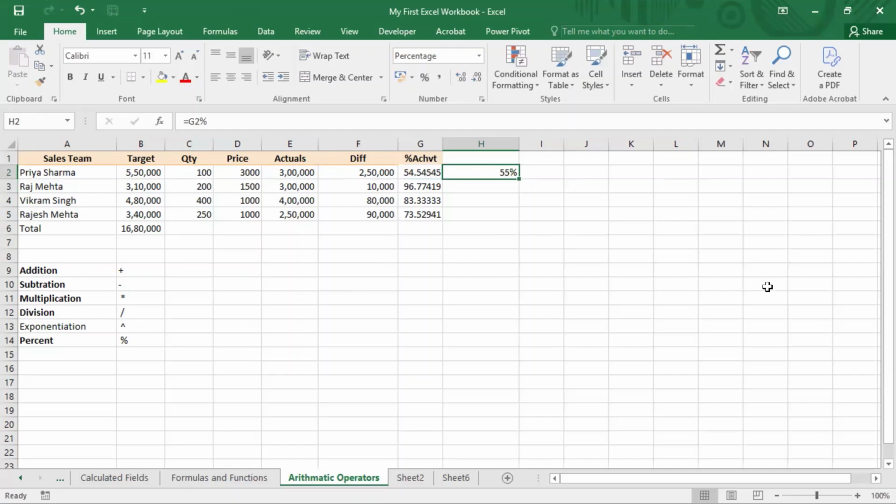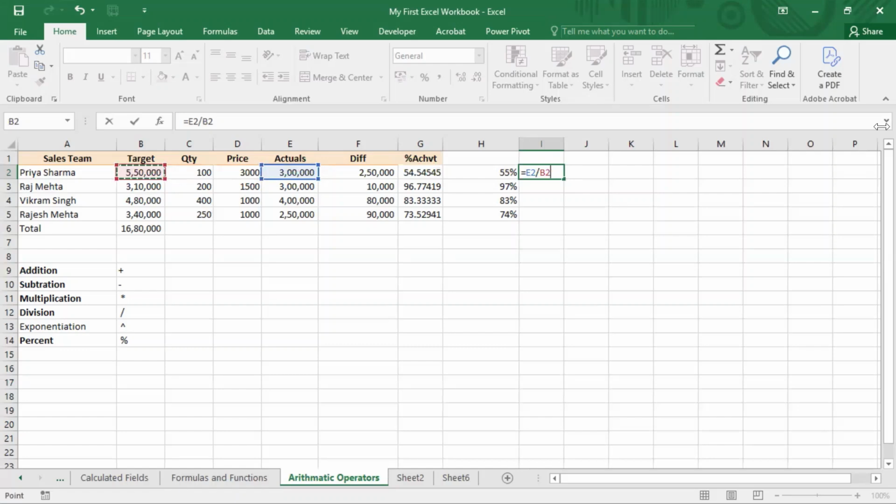So I have to format it with a percent symbol. So here, what I've done is I have added a percent next to the column which I want to convert to percent. What it actually does mathematically is it takes this number, divides it by the target that we have done earlier, and multiplies it by 100, which gives me the 55% if I put it in percent.